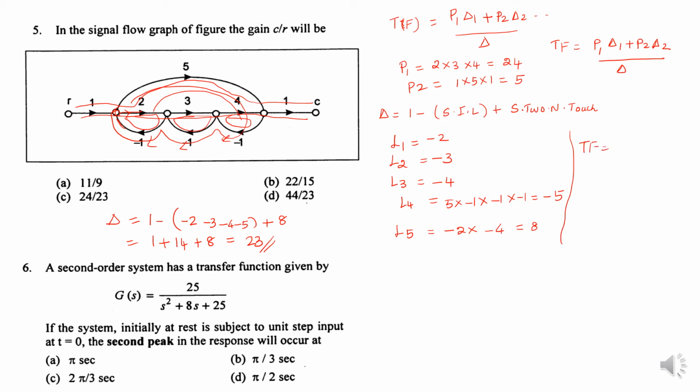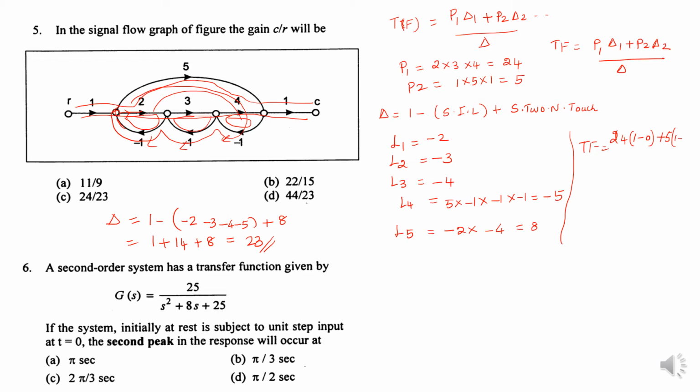So TF is P1 delta 1 by delta. What is P1? P1 is 24. What is delta 1? Delta 1 means the same as delta, but with the loops not touching the kth forward path. So the first forward path, here P1 is forward path number 1. Here all the loops are touching the forward path. So 1 minus 0. And next take P2, 5, 1 minus.